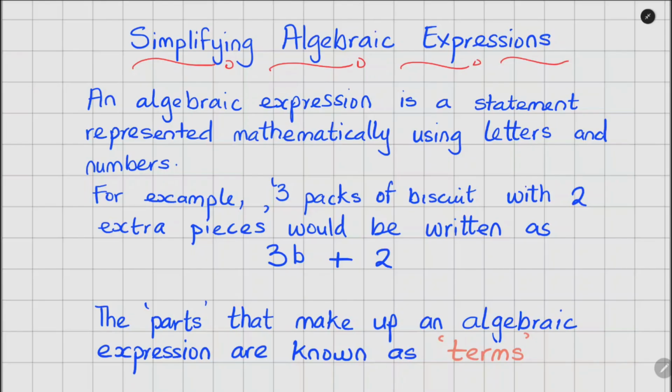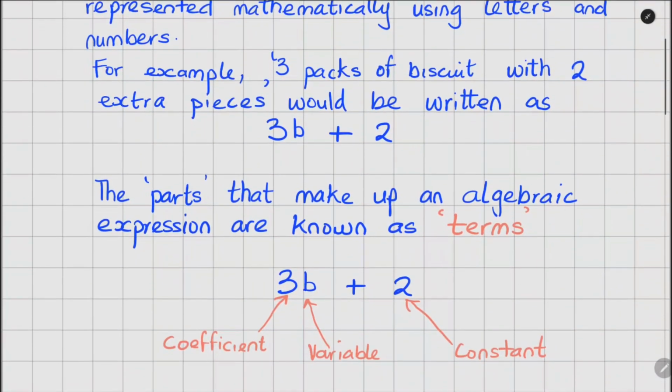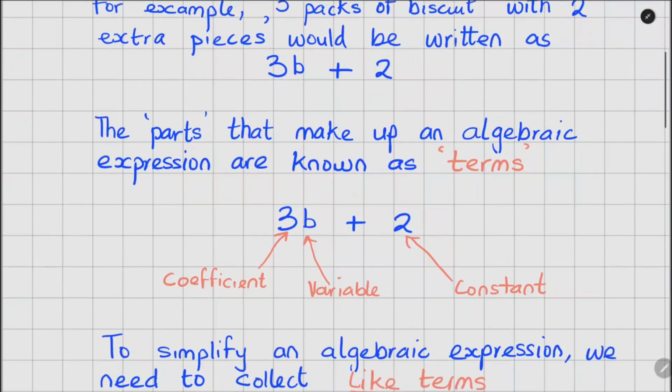Now, if you observe this particular statement that I have written down algebraically as 3b plus 2, it consists of 2 parts. These parts are referred to as the terms in an algebraic expression. So our algebraic expression 3b plus 2 consists of 2 terms separated by the operator plus. The first term is 3b, whereas the second term is 2.